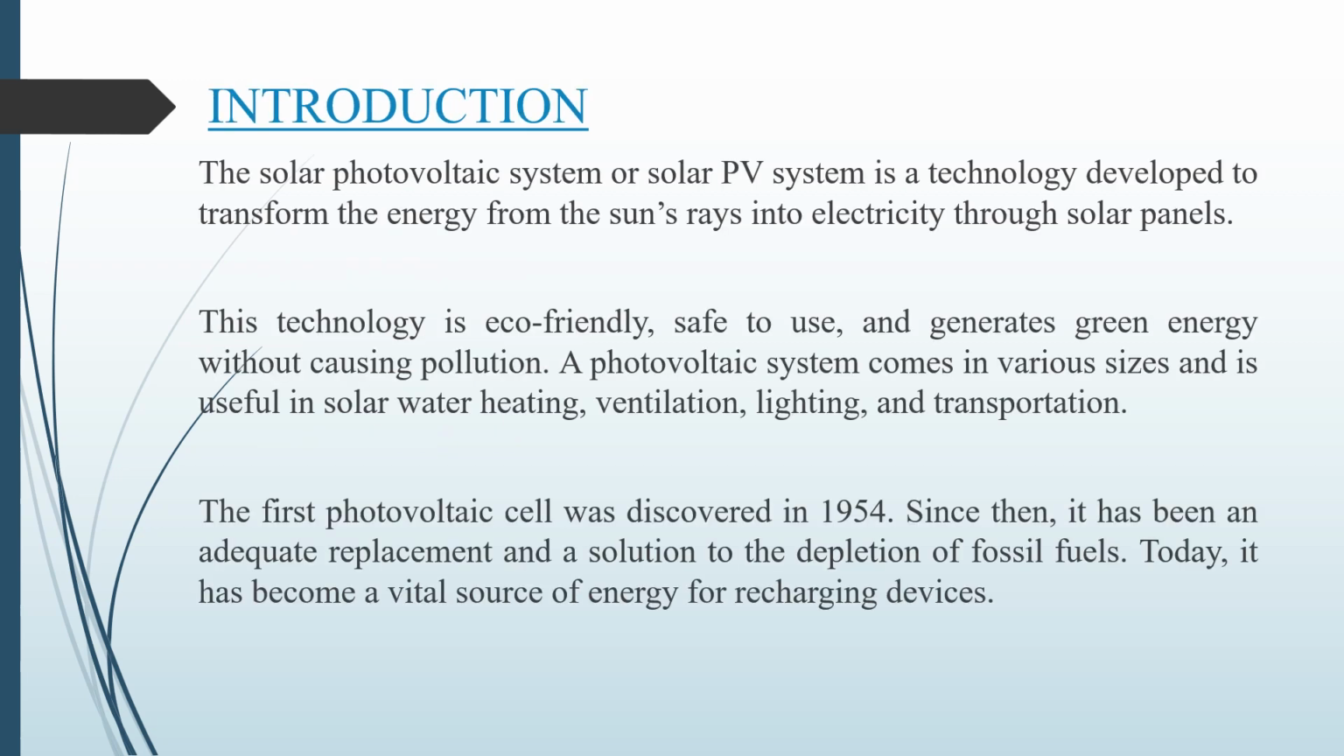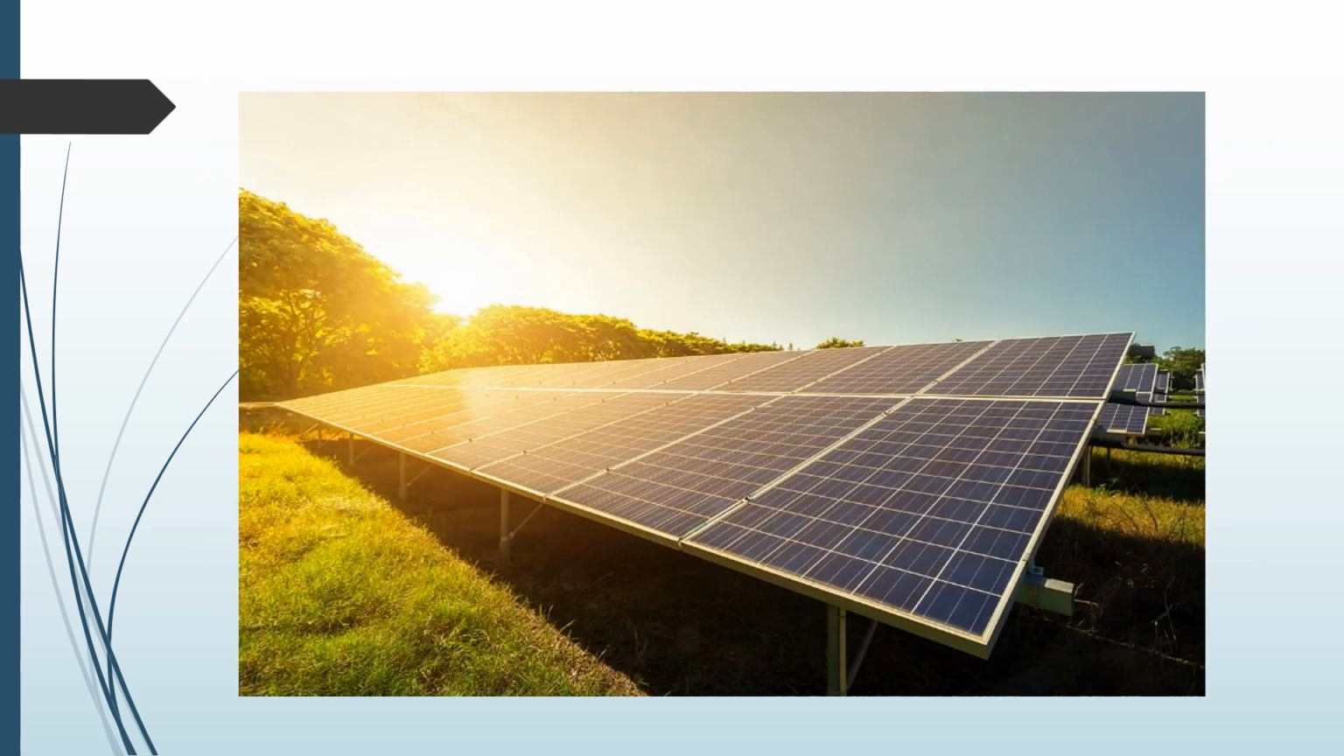Introduction. The solar photovoltaic system is a technology developed to transform the energy from sun's rays into electricity through solar panels. This technology is eco-friendly and safe to use as it does not cause pollution. The first photovoltaic cell was discovered in 1954. Since then, it has been an adequate replacement and a solution to the depletion of fossil fuels. So this is the picture of solar photovoltaic system.